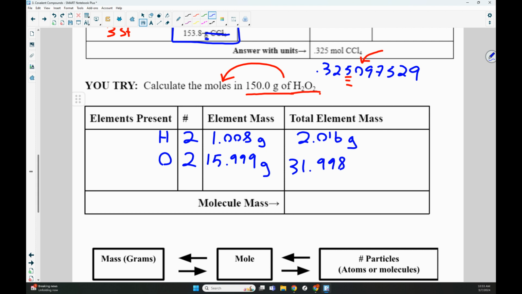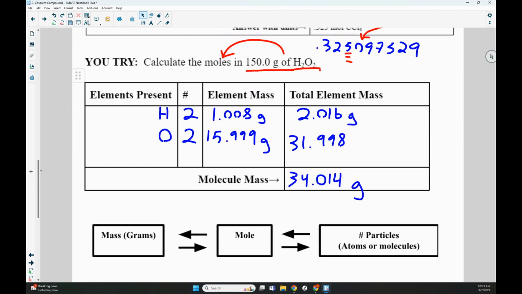Now in this case, both of these numbers have 3 decimal places, so we probably won't need to worry about rounding the answer, but let's confirm that here. 31.998 plus 2.016 is equal to 34.014 grams. So we just figured out that 1 mole of H2O2, hydrogen peroxide, has a mass of 34.014 grams. Now we're going to use that as our conversion factor to solve the problem down here.